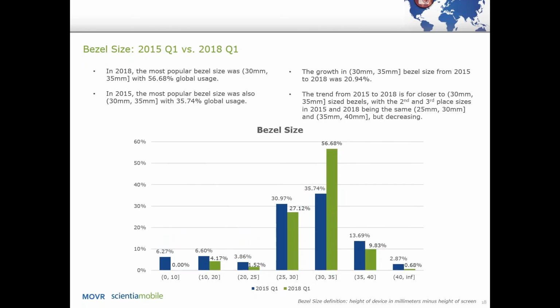And the bezel size. So this is the bezel, for those that don't know, and I'm always a little unclear, is kind of the strip around the edge of the screen of the device. There are reasons that it's there, whether it's to provide a space for microphones or speakers or camera. But in general, what's happened is people have moved toward a bezel that is somewhere between 25 millimeters and 35 millimeters.